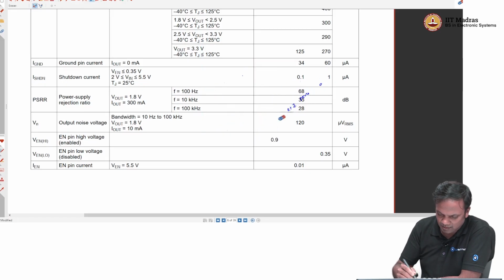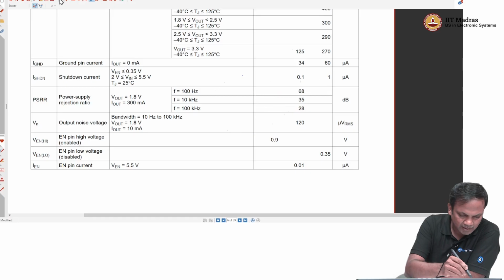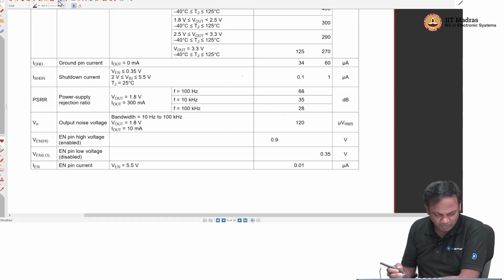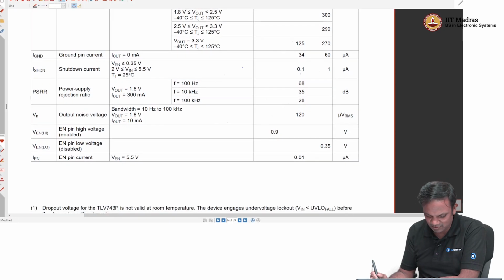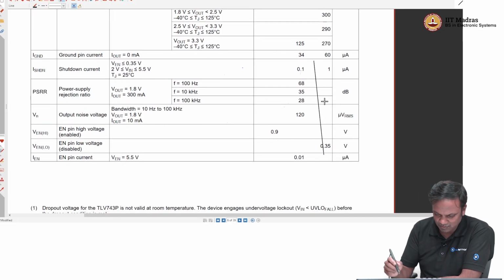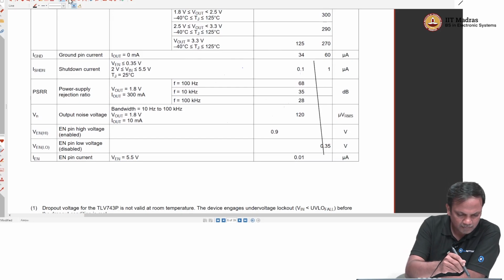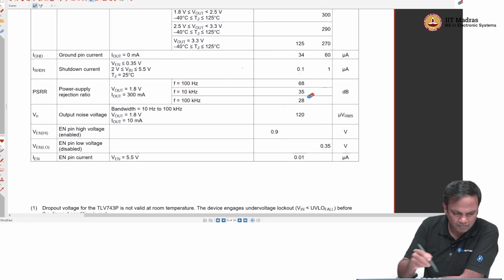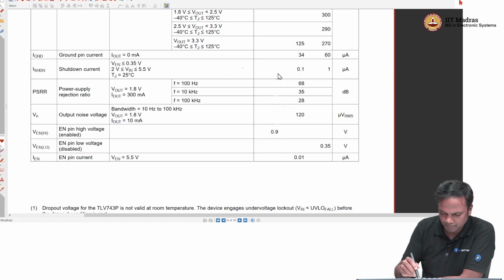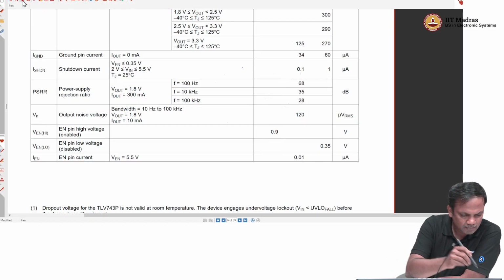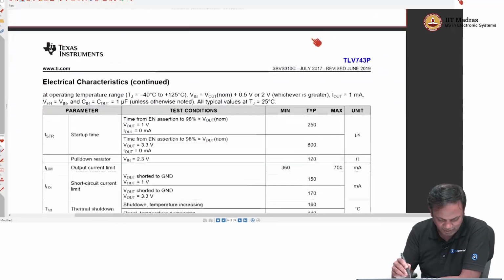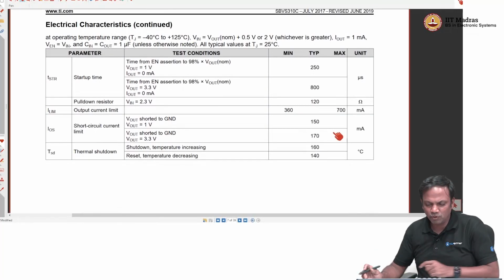So, that is PSRR. Then we talked about the enable pins. Noise, let us not worry about for now. Okay, just a few more terms.